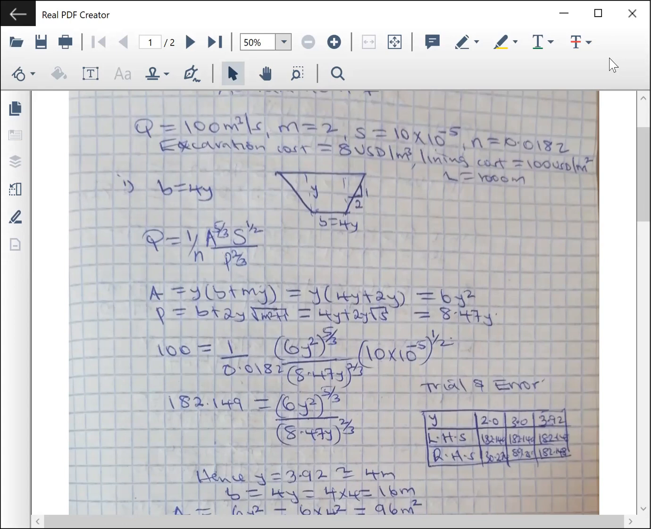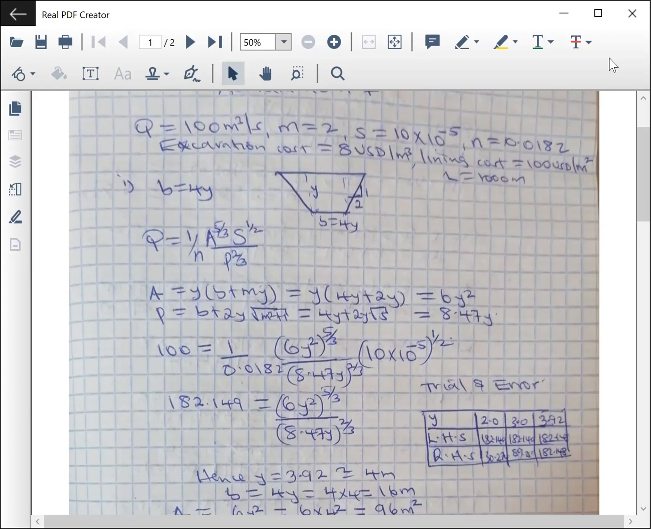So first of all, let's take the given values. From the question, we find that Q is given as 100 cubic meter per second. And then we have a component M. M is the side slope, which is 2:1. So the value of M will be equivalent to 2 in case of the trapezoidal cross-section.